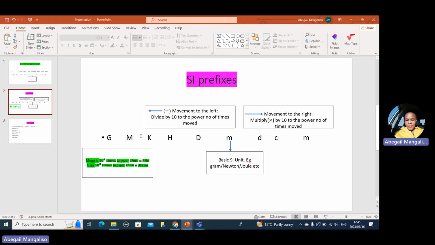Now, this rule of moving once excludes mega and giga, because mega is 3 times bigger than kilo. So the difference is not 10 to the power 1 between the two, but it's 10 to the power 3. Also, giga is 3 times bigger than mega. So the difference between mega and giga is 10 to the power 3. But the difference from kilo to milli is 10 to the power 1.